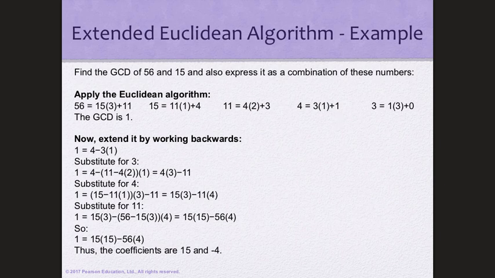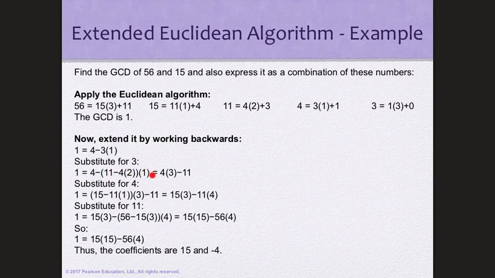And then we say that the 1 can be represented in terms of 3 and 4. 1 is equal to 4 minus 3 times 1, directly from this equation. And then we substitute the 3, which was the remainder in the previous equation, by the other two factors. So 1 is equal to 4 minus 3 times 1. The 3 is 11 minus 4 times 2 from this equation. I can take this to the other side. So I replace this 3 by 11 minus 4 times 2.